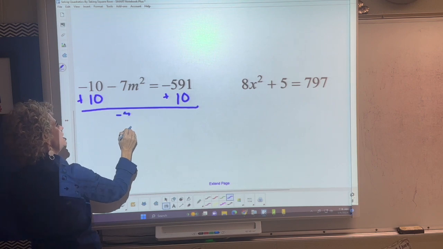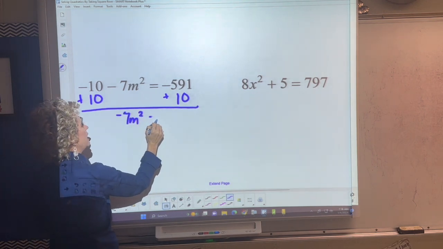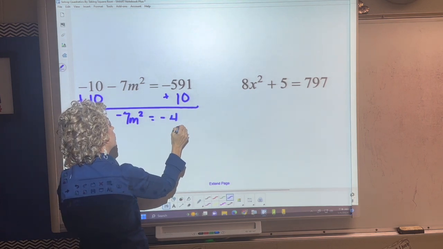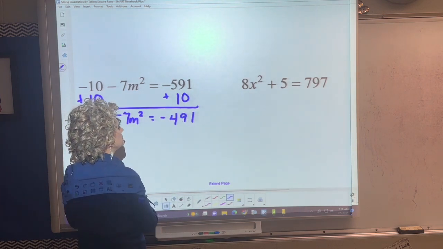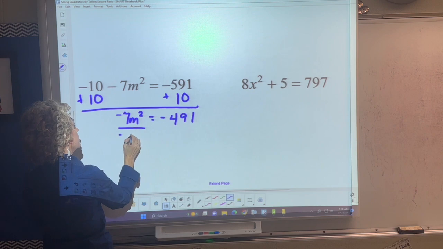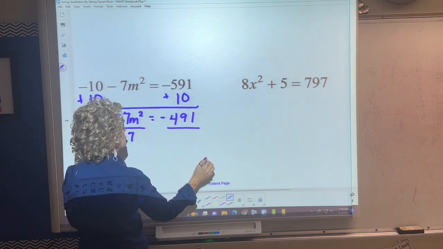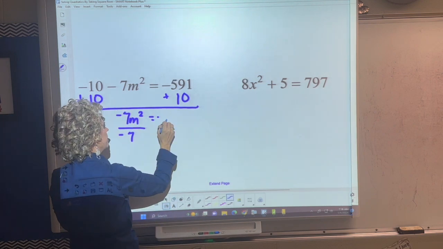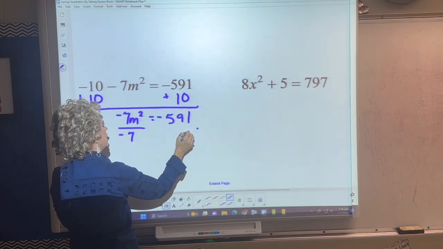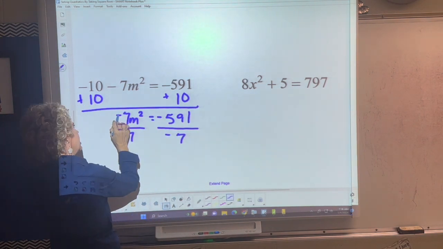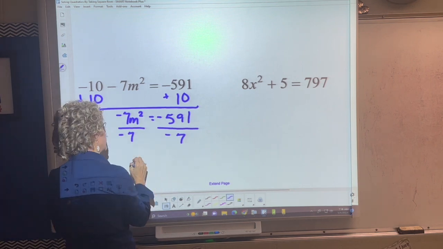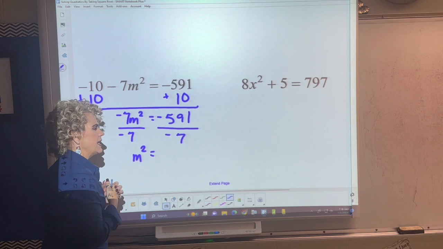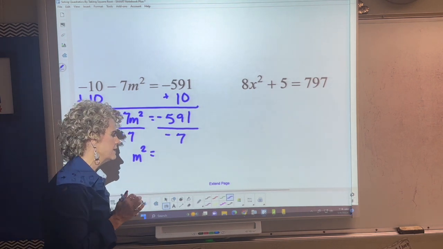Now I have -7m squared equals -591, and a +10 is a -491. Okay? We're going to divide both sides by 7. That's not -491, -591. What am I doing? -591. Divide by -7. Negative over a negative makes for a positive. So I get m squared is -591 divided by -7.